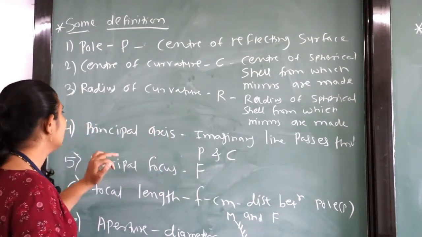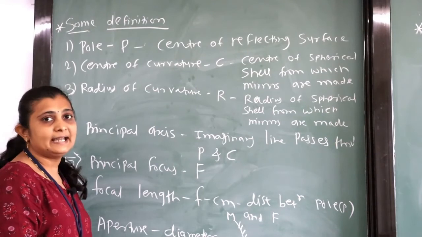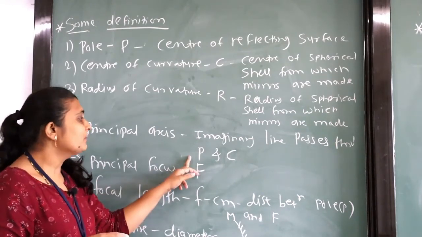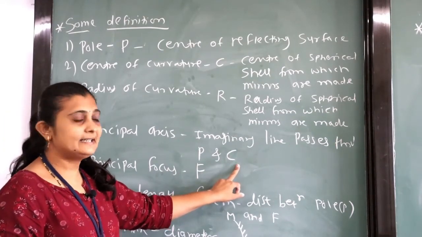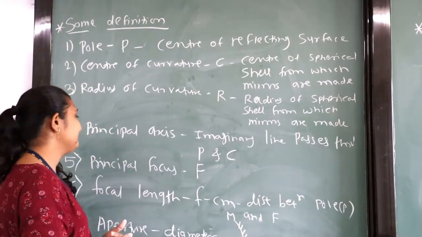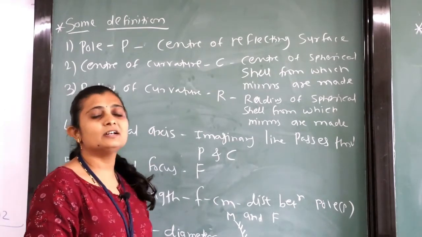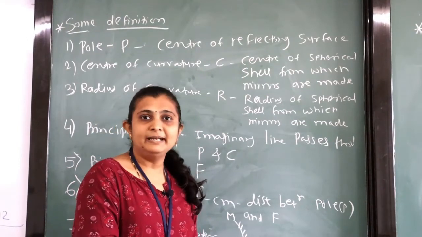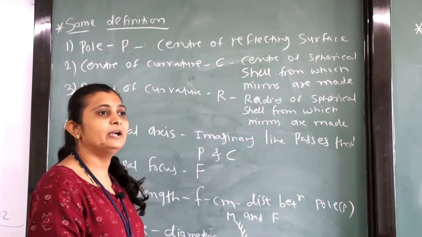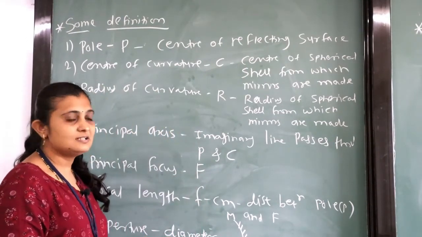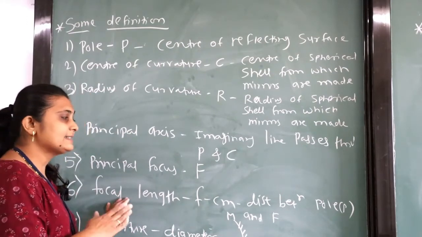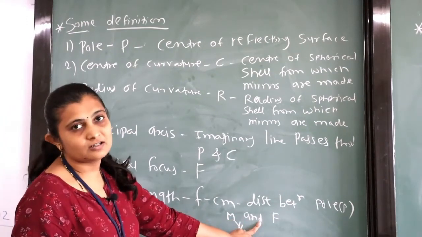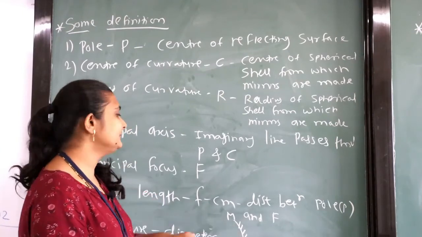Next definition is principal axis: the imaginary line which passes through the pole and center of curvature is called the principal axis. Next is the focus: after reflection, the rays actually meet or appear to meet at one point, that point is known as the focus point. Focal length: the distance between pole and focus is called the focal length.